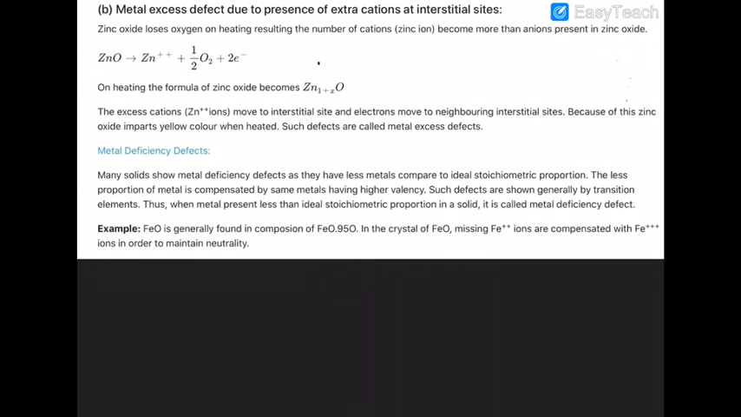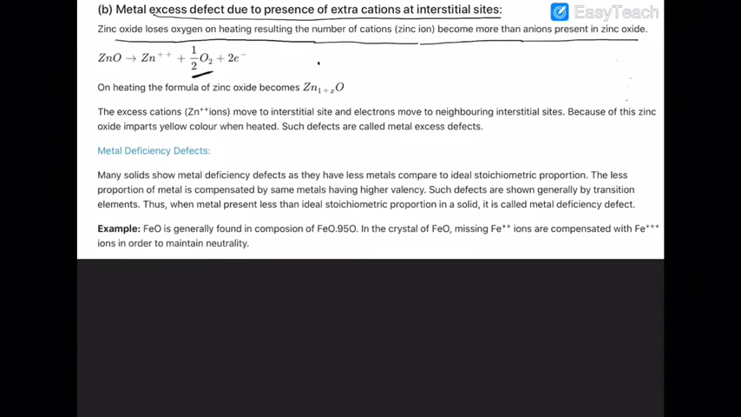Metal excess defect due to what? Metal excess defect is due to the presence of extra cations in the crystal lattice. This is a very interesting topic. When zinc oxide loses oxygen on heating, the number of cations becomes more than the number of anions in the zinc oxide crystal. Why? Because oxygen gas on heating gets expelled. So what will happen? But the zinc 2 plus ions will remain in the geometry.